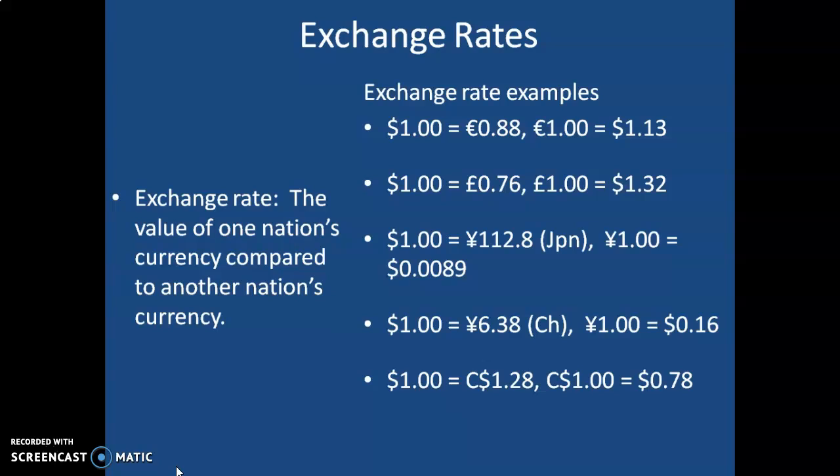Going on down, the value of $1 in Japanese yen would be 112.8, or 1 yen is equal to 0.0089 US dollars. You can see the relationship with China. $1 equals 6.38 Chinese yuan. 1 yuan equals $0.16 or 16 cents. $1 equals Canadian $1.28. 1 Canadian dollar is equal to 0.78 US dollars or 78 cents.